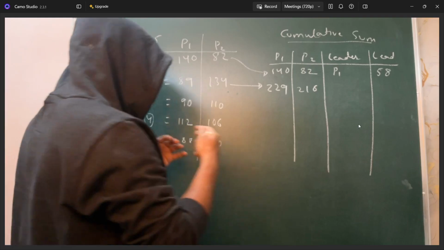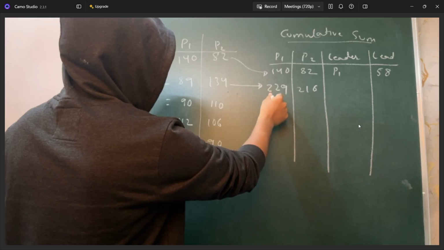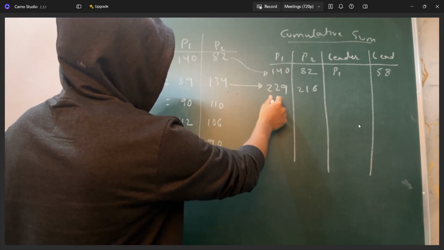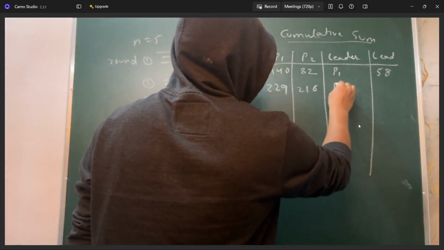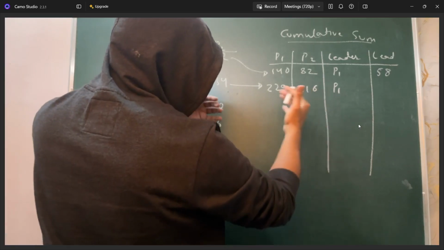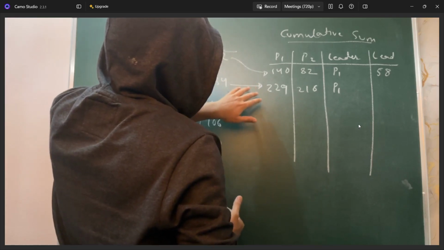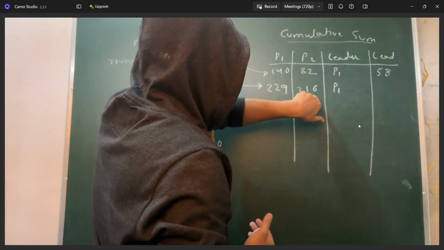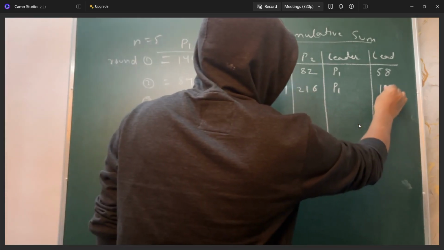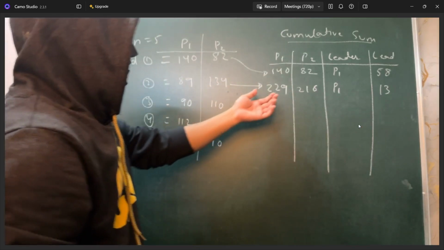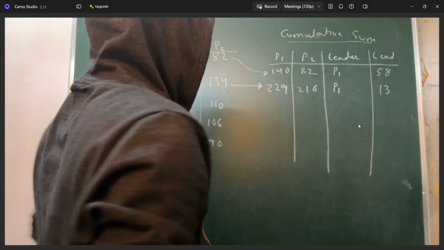So if you see clearly, at the end of round 2, player 1 has 229 score and player 2 has 216. 229 is greater, so here the leader is P1 only, and the lead, by how many points player 1 is leading the game, is 13. Basically, subtract 216 from 229, you will get 13.